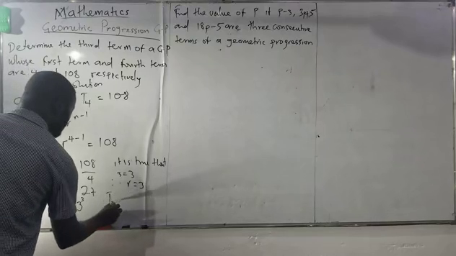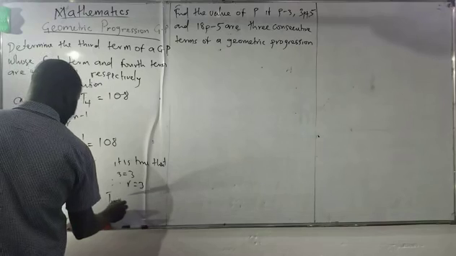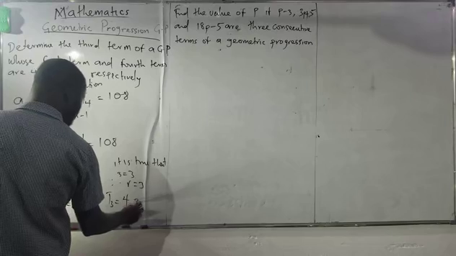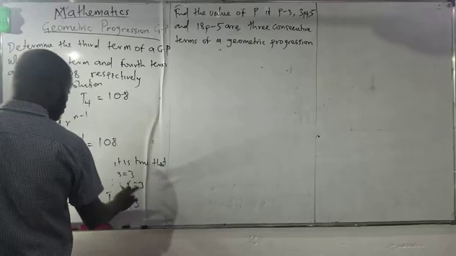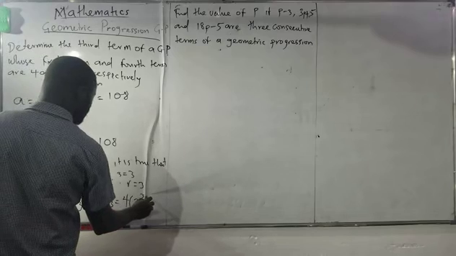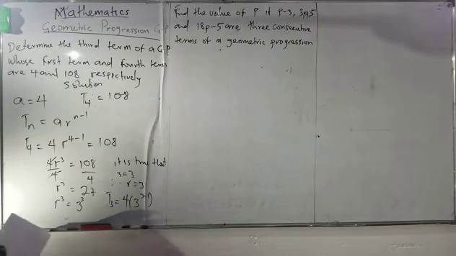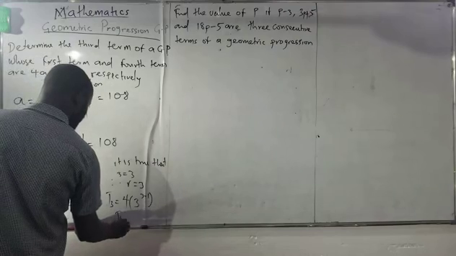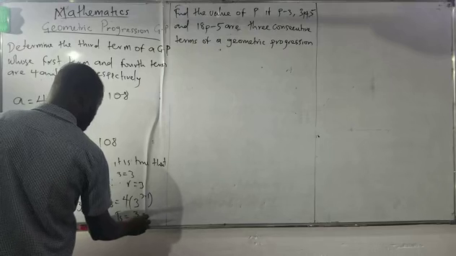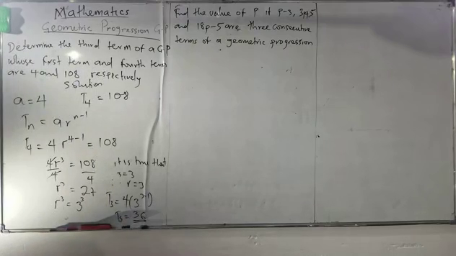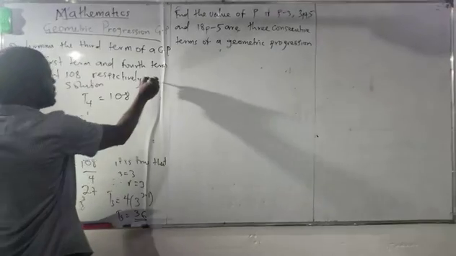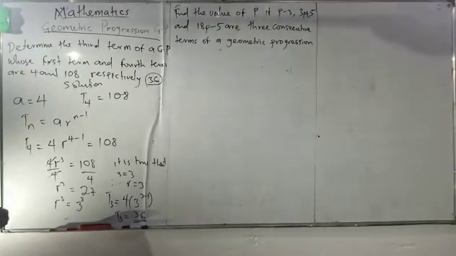My T3 now will be equals to my A, which is 4, and R is 3. And what is going to be the power? I'll be having 3 minus 1, which is 3 raised to power 2. That will be 9 times 4. My T3 will be equals to 36. That is just it. My T3 is equals to 36. It means what you are looking for is 36. That's my answer. Hope I'm not making a mistake. No. Okay. Now let's move on to the next question.